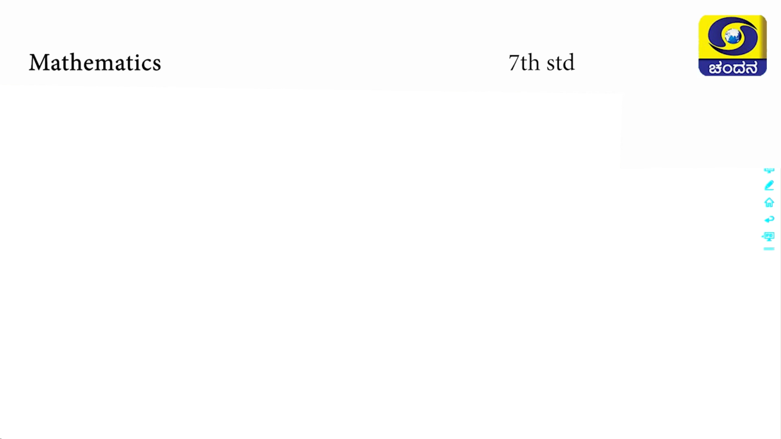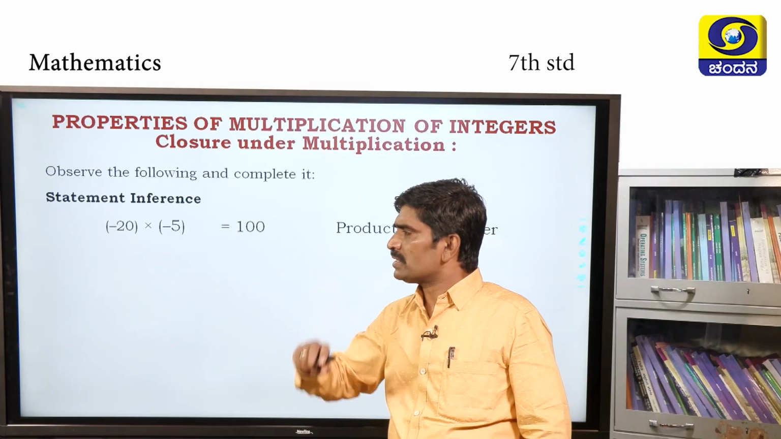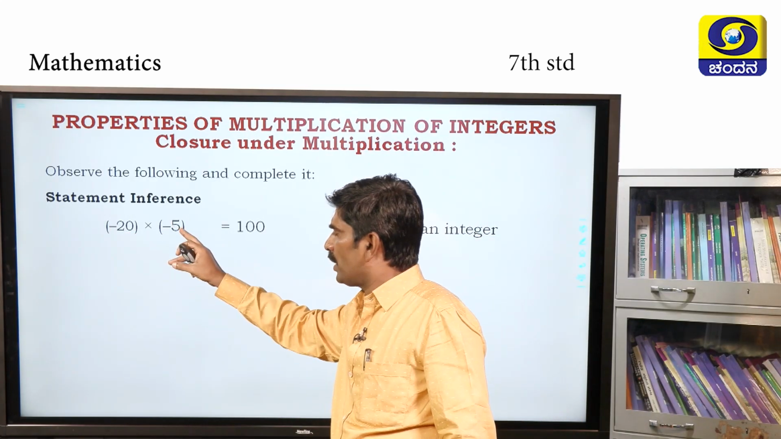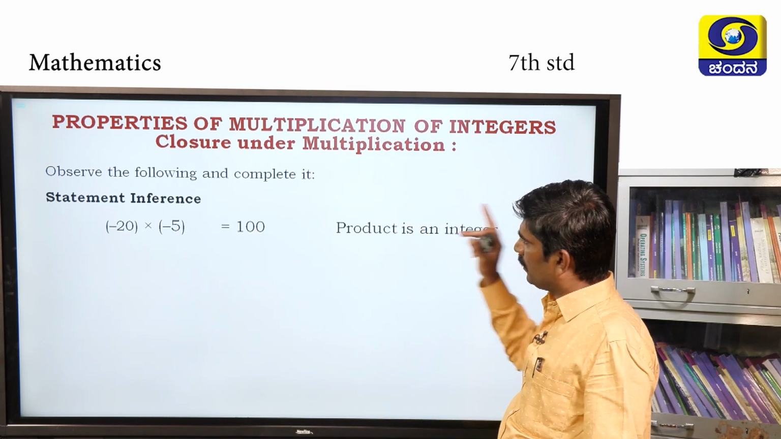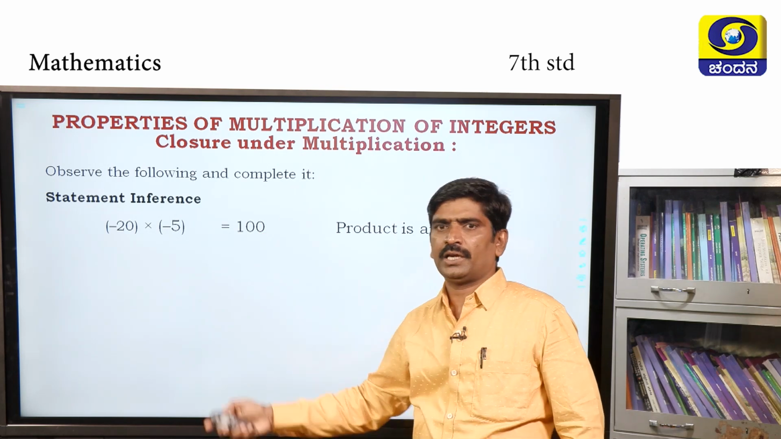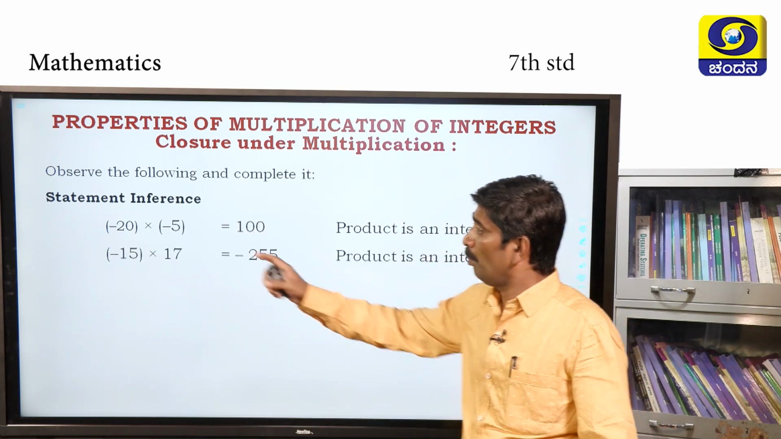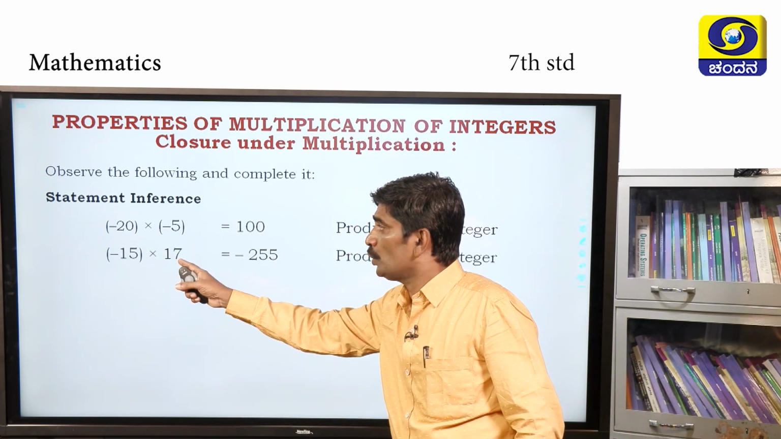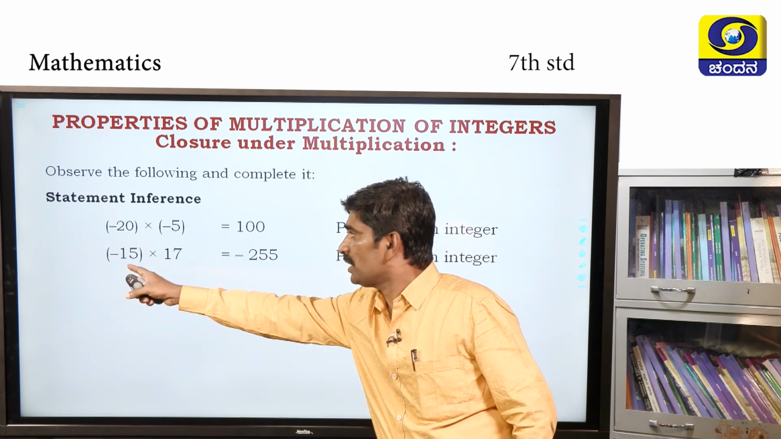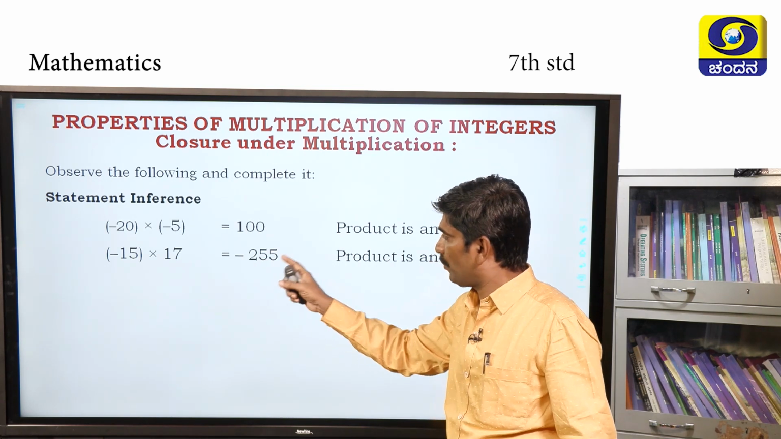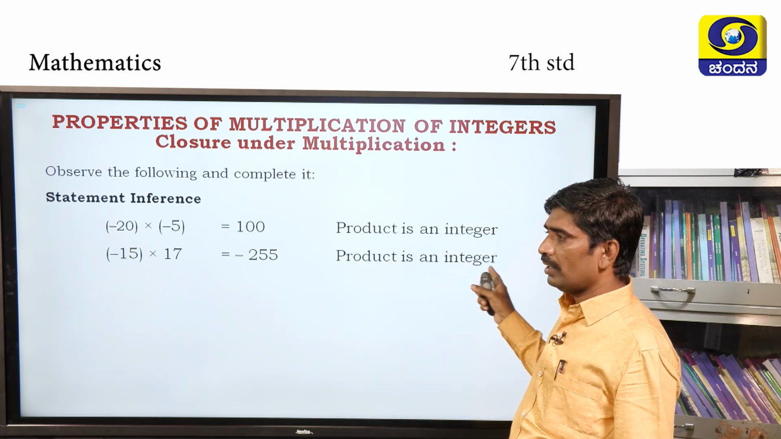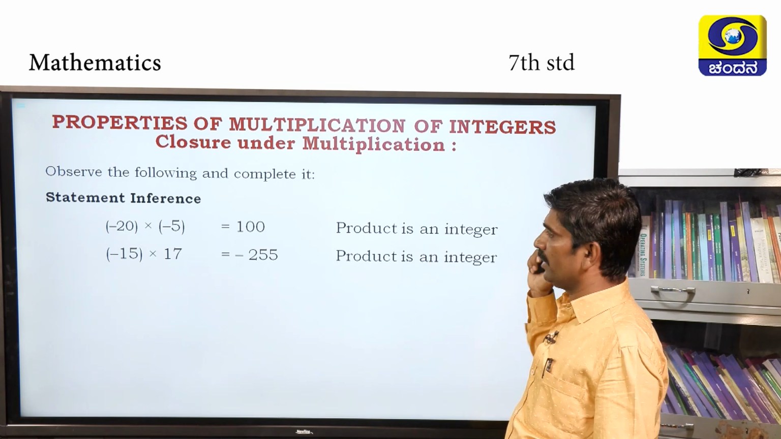First one, closure property, closure under multiplication. Observe the following. What is here? Minus 20 into minus 5 is 100. The product is an integer. Yes, 100 is an integer. Next one, minus 15 into 17. The multiplication of these two is minus 255. Minus 255 is an integer. Yes, the product is an integer.